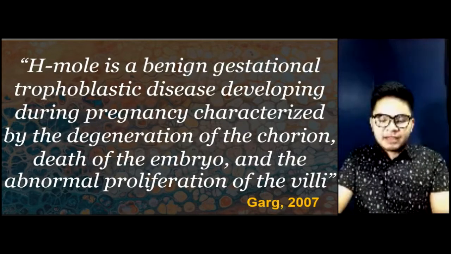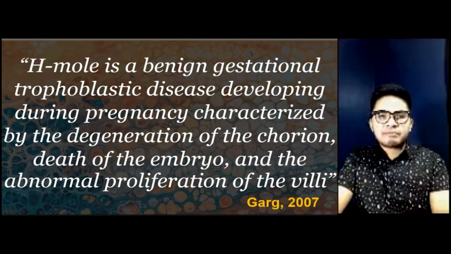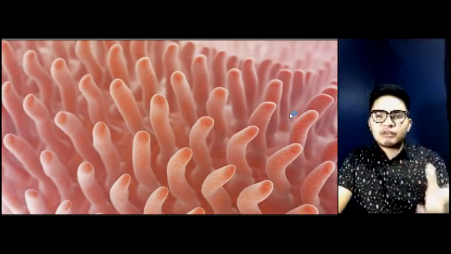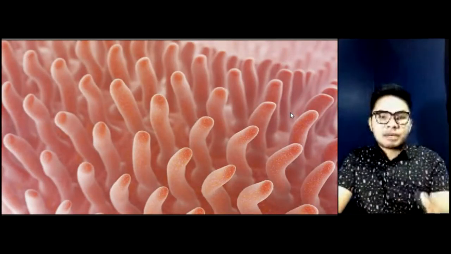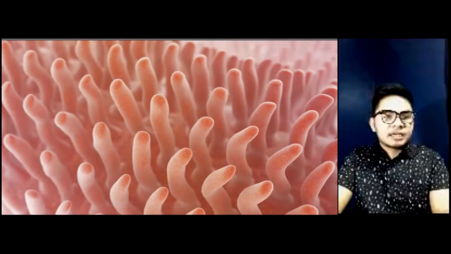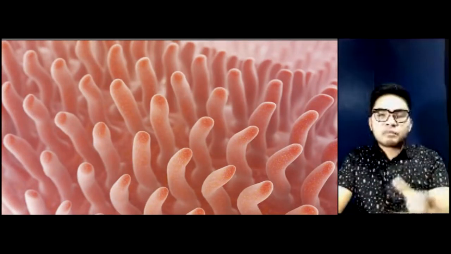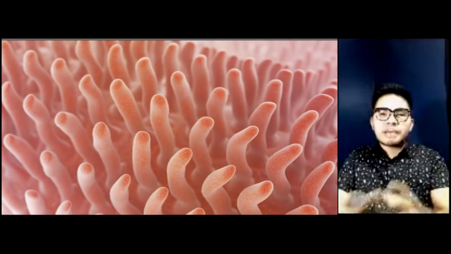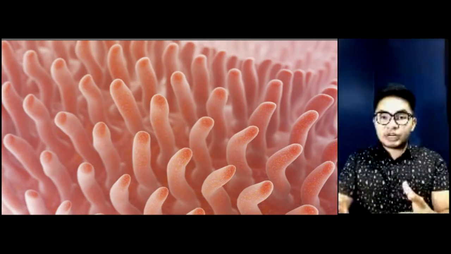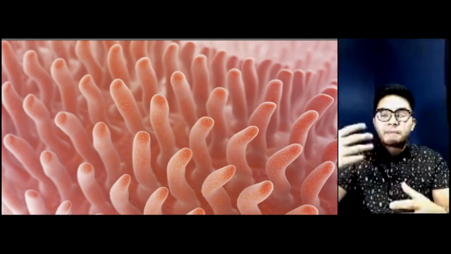What is it? Villi is a finger-like projection. In the singular form, it is called villus. But if it's plural, it is villi because there are so many of them. So Garg said proliferation, abnormal proliferation. When we say proliferation, it means the rapid increase, or in Tagalog, yung pagdami.